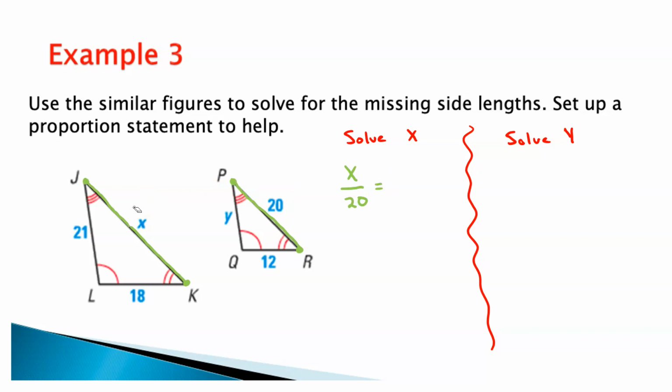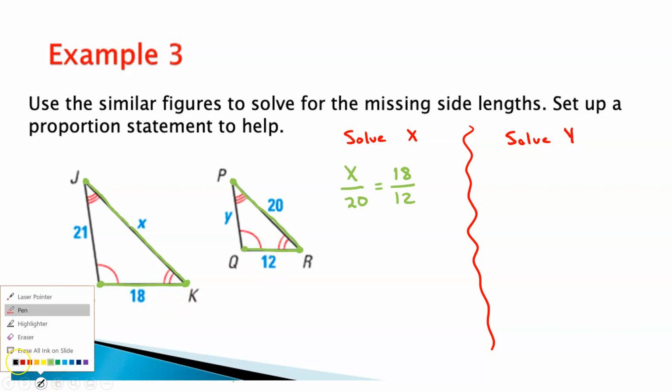What I'm going to do is I don't want to compare it to the left over here because I don't know what y is, right? That's not going to help me if I have 2 missing variables. So I'm going to compare it to the bottom. From L to K is matching up from Q to R. So again, if I used x over 20, I better keep that same pattern going. I better be consistent. I'm going to say 18 over 12.